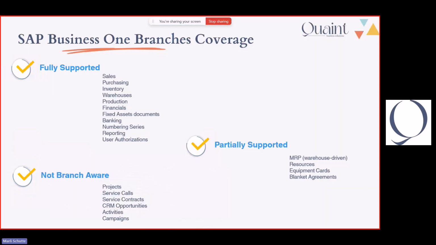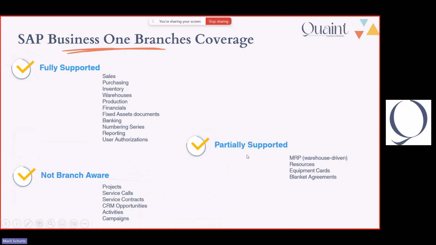Next one. Okay, so what does Business One branches really cover? So you can see here sales, purchasing, all of these, productions, financials, fixed assets. This is nice. You might not be able to assign a fixed asset to a branch, the fixed asset master data, but when you do the capitalization and the other documents, you do assign a branch to the fixed asset. Banking, okay, all of these.